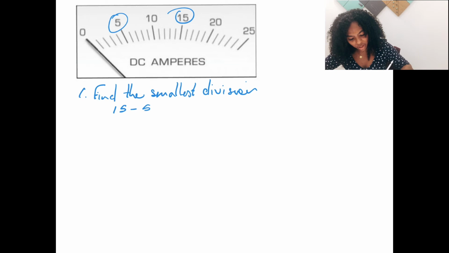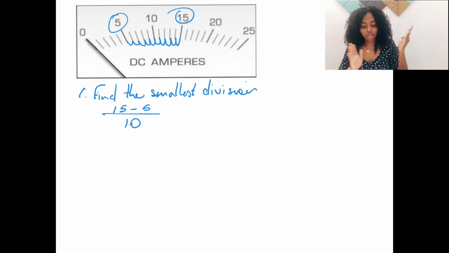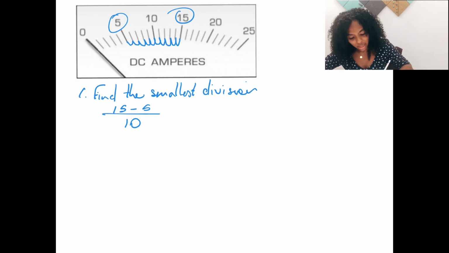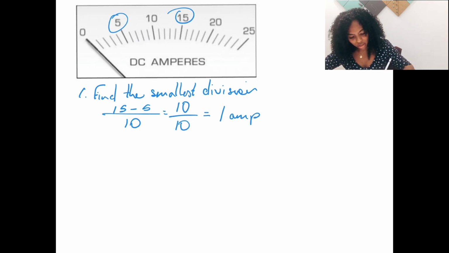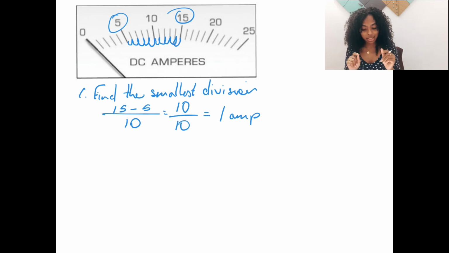So 15 minus 5, and the number of spaces would be 1, 2, 3, 4, 5, 6, 7, 8, 9, 10. 10 spaces. So we're not using numbers next to each other like 5 and 10. We're using 5 and 15. 15 minus 5 gives us 10, and 10 is our denominator, so 10 divided by 10 is 1, which means that each space is 1 amp, and we can count that to see if it makes sense. So 5 and 1 would give us 6, so 5, 6, 7, 8, 9, 10. We see it works up until 10. 11, 12, 13, 14, 15, which means that each space is 1 amp.